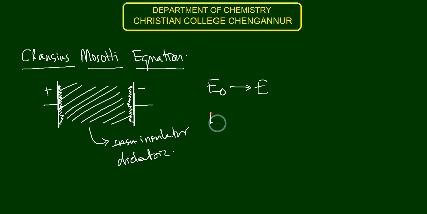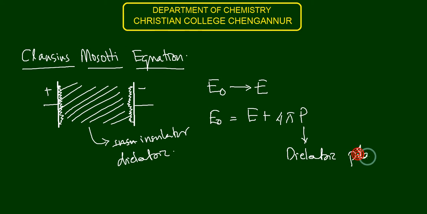E0 is a greater quantity which is equal to E plus some quantity, that is 4 pi P, where P is called the dielectric polarization. Actually, this dielectric polarization is nothing but the induced dipole moment per unit volume of the dielectric.